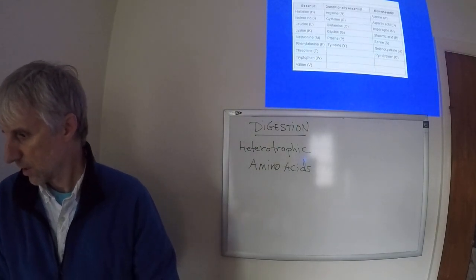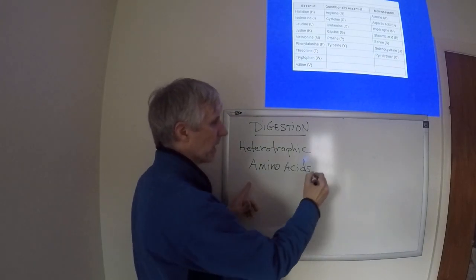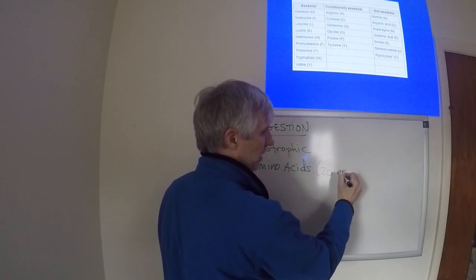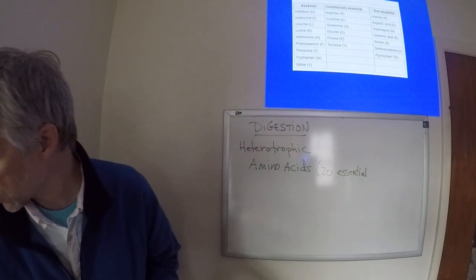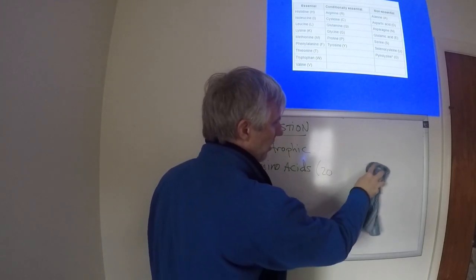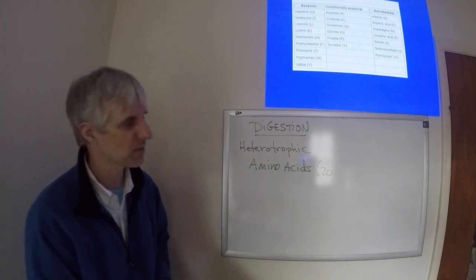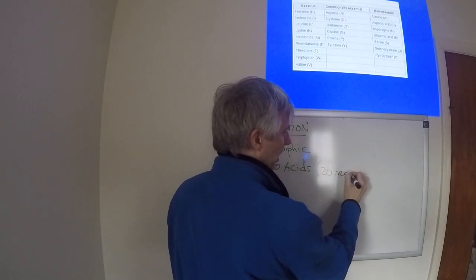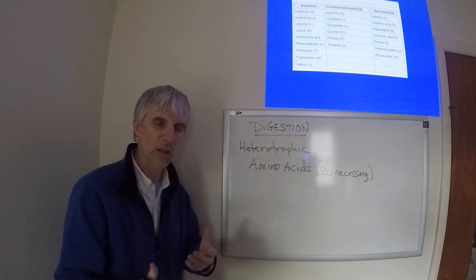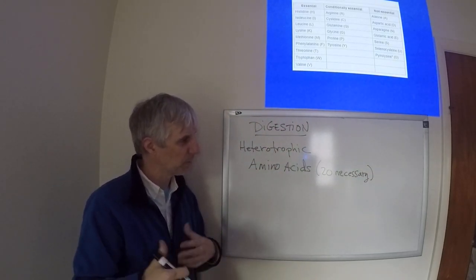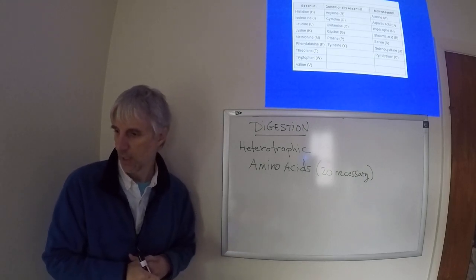Okay? So there are 20 amino acids that are essential for life. Actually, I'm going to change this to necessary. That will avoid complications with the terminology. There are 20 that are necessary for life so that we can build all of the proteins that we need to be able to build using these monomers.